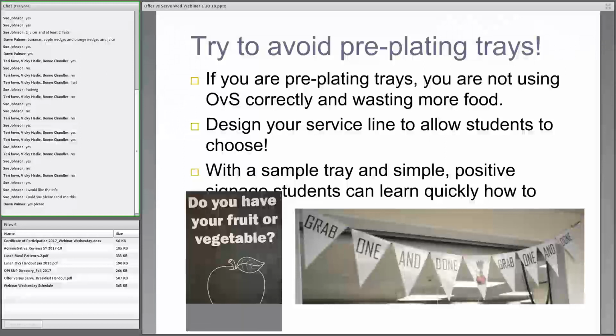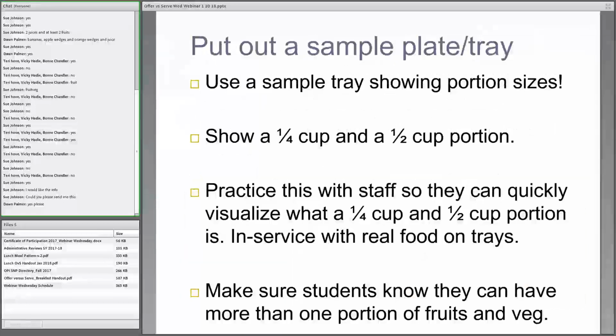And then some schools are putting out a sample tray, which is really nice. So as the students are waiting in line, they can see that tray, get an idea on what is offered and what they want to choose as they go through the line. So you put out a sample tray with some signage that says, be ready to choose 3 out of these 5 items, and it might help move the students through a little quicker.